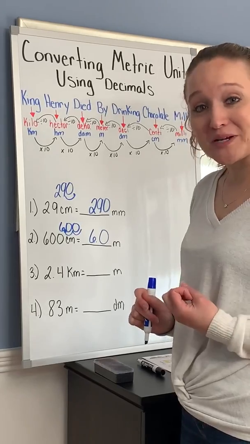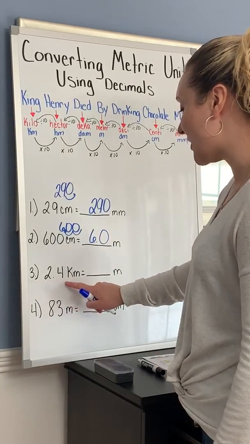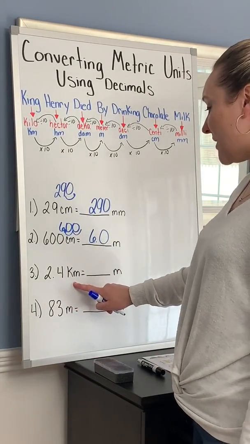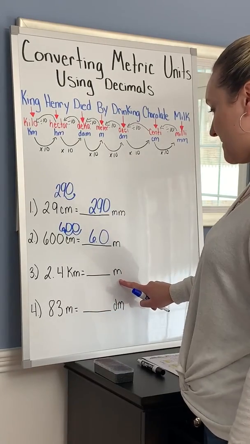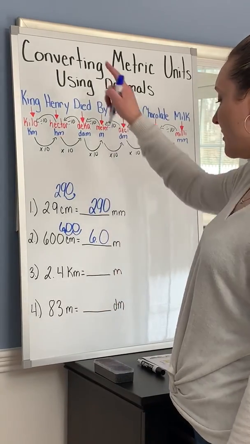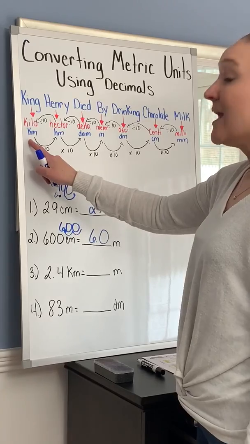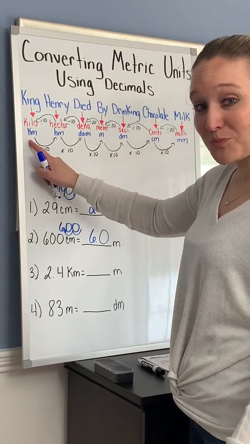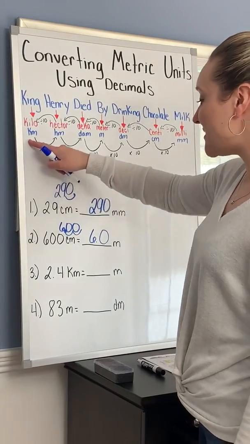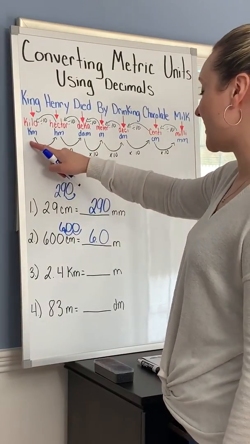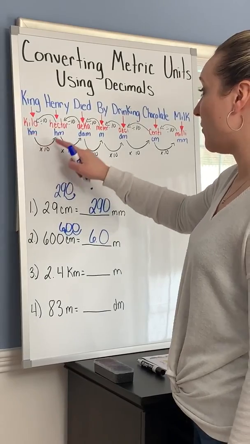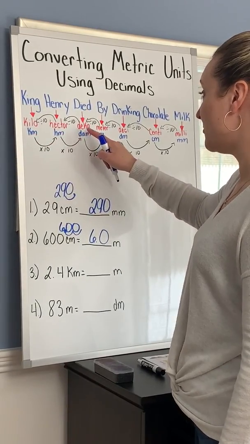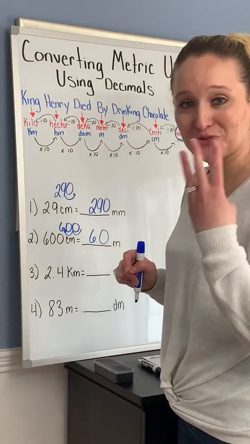Okay, let's try another one. This time we have 2.4 kilometers. And I would like to turn it into meters. So kilometers is all the way over here. And I know I need to go to the right. And if I go to the right, I am multiplying, okay? So let's see how many hops I have to take to get to meters. We have 1, 2, 3 hops to the right.